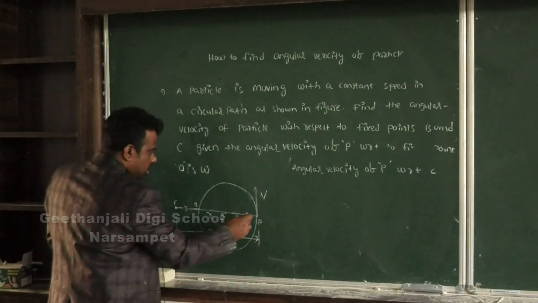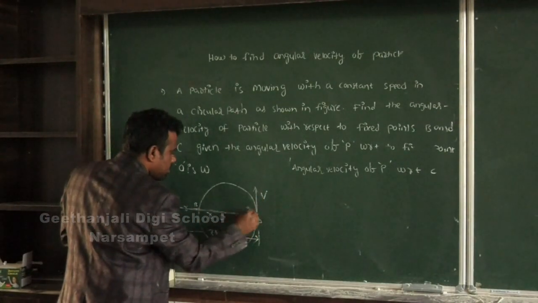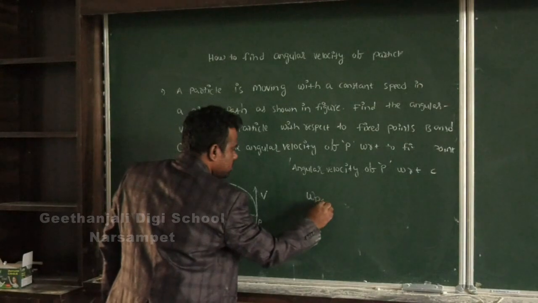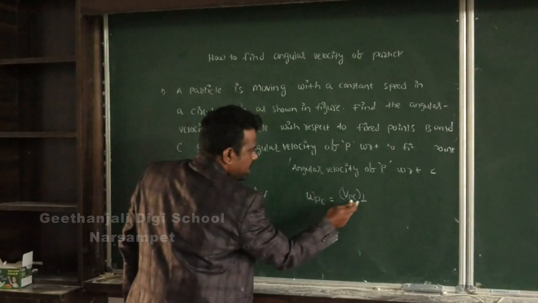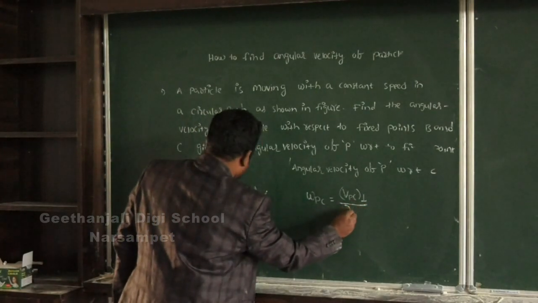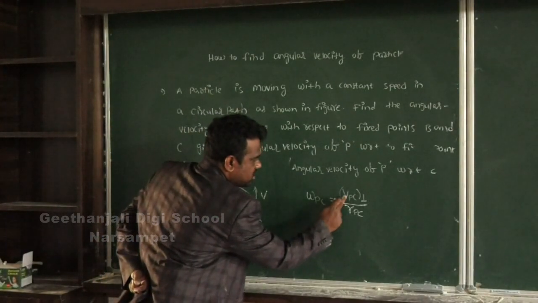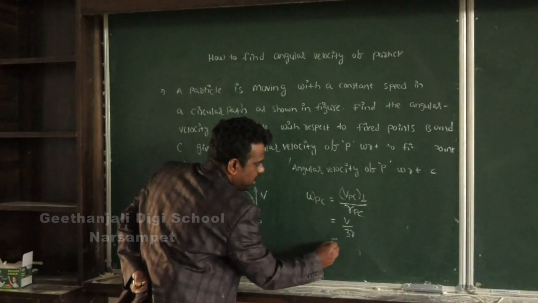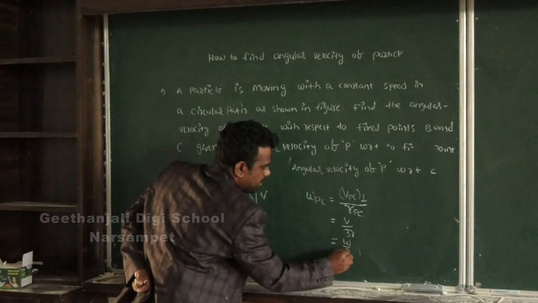Now this is the velocity which is perpendicular to the position vector. So the angular velocity of P with respect to C is equal to the linear velocity of P with respect to C, which is perpendicular. We should take the perpendicular component of the velocity of P with respect to C, by R_PC. So this equals V by 3R. Already it is known the value of V by R is equal to omega. This is omega by 3.